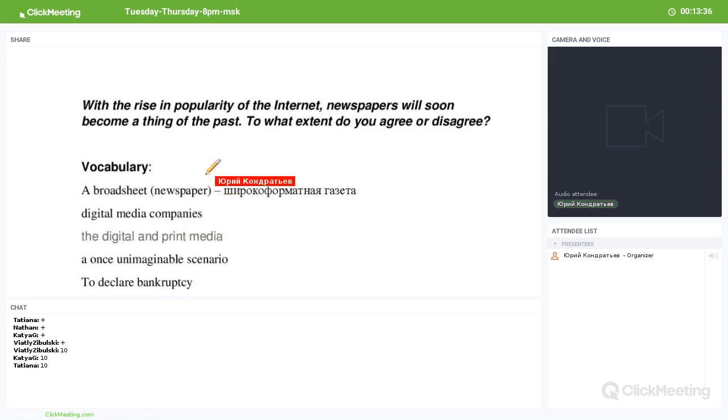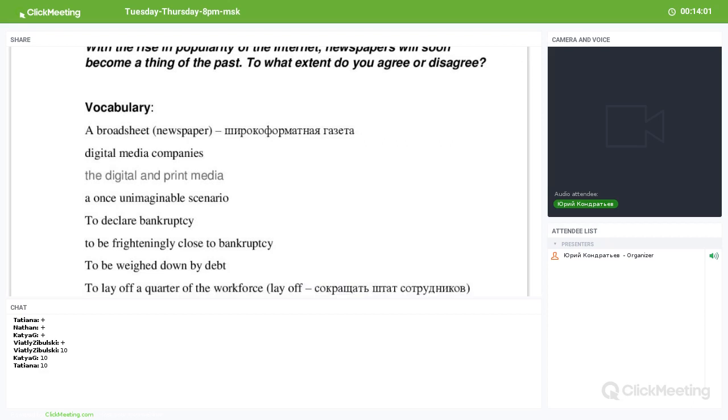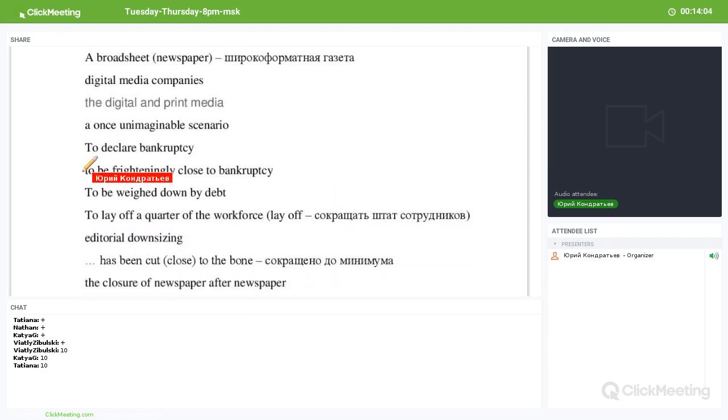Okay, so this scenario that newspapers will soon become a thing of the past can be called a once unimaginable scenario. Some time ago, let's say 50, 60 years ago, people couldn't even imagine that newspapers would probably disappear. And they will have to declare bankruptcy. Some of the newspapers have already declared bankruptcy. They say they have no money, or they are frighteningly close to bankruptcy. In other words, they are weighed down by debt. It means they owe money to lots of organizations.